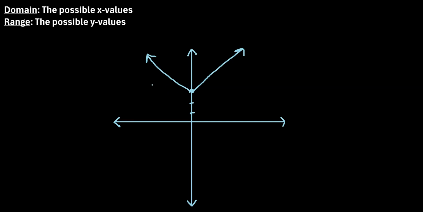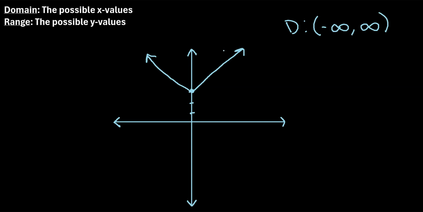We have this graph. Let's first figure out the domain. So remember, we're looking to the left and to the right. Is there any restriction on the x values? We can see that this graph just goes up and to the right forever and up and to the left forever. So as we're going right and as we're going left, there's no restriction on what the x values can be. So for the domain, we'll say they can range from negative infinity to positive infinity.